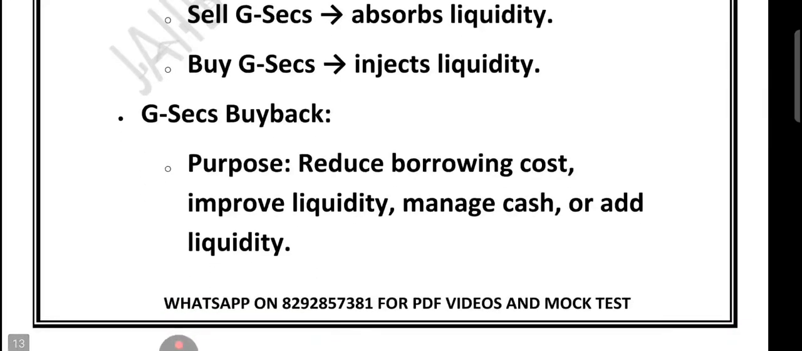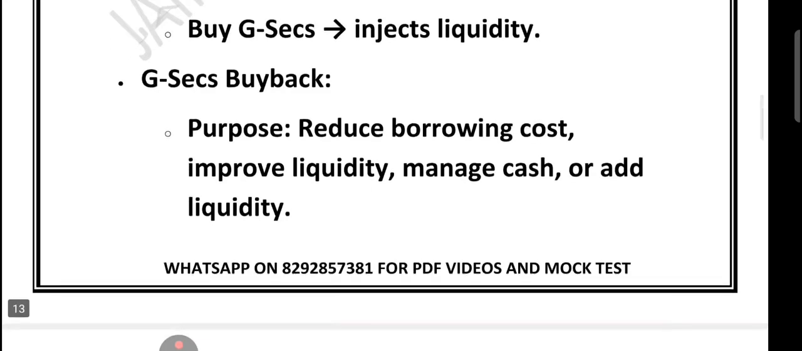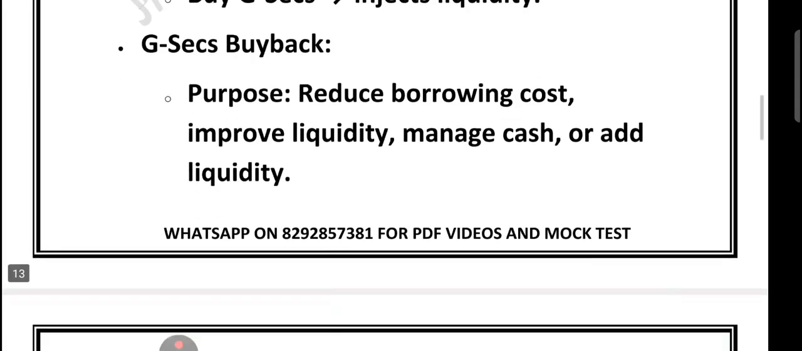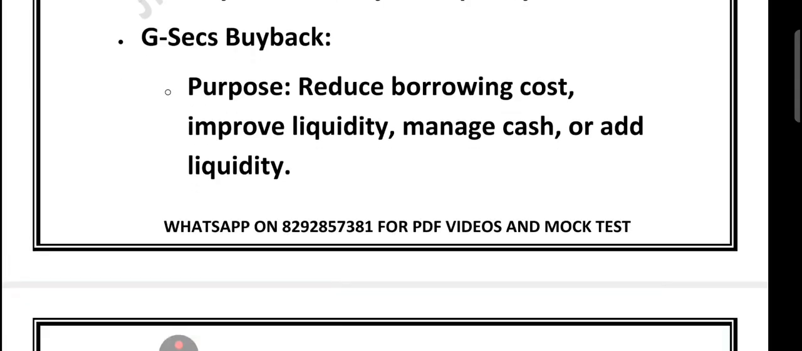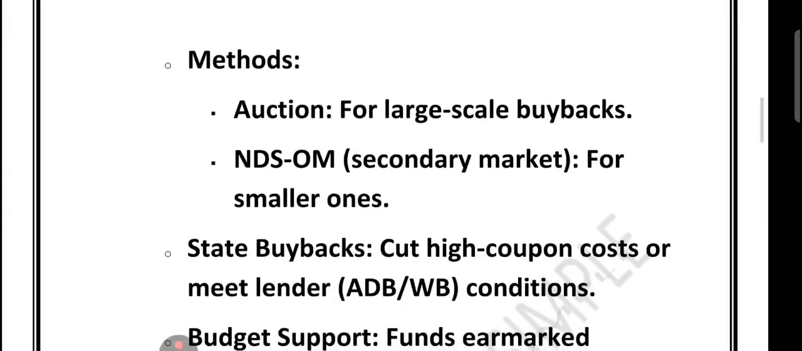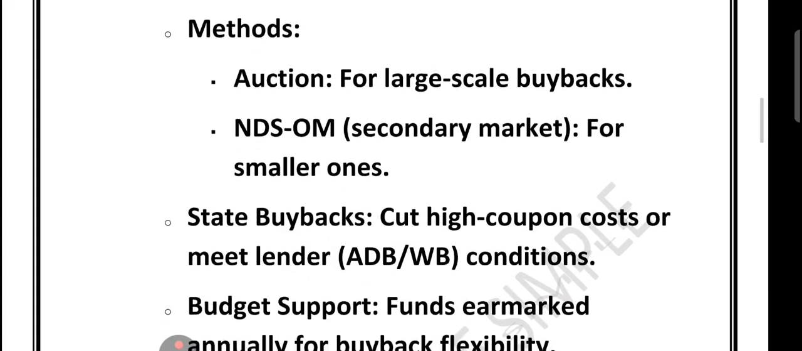Then we have government security buyback. The government may buy back its old securities for several reasons: to reduce interest costs, to improve market liquidity, to manage the cash flow. There are two main ways to do this. The auction method is for large-scale operations, and the second method is called NDS-OM, right? Negotiated Dealing System, OM. This is the secondary market for smaller transactions.